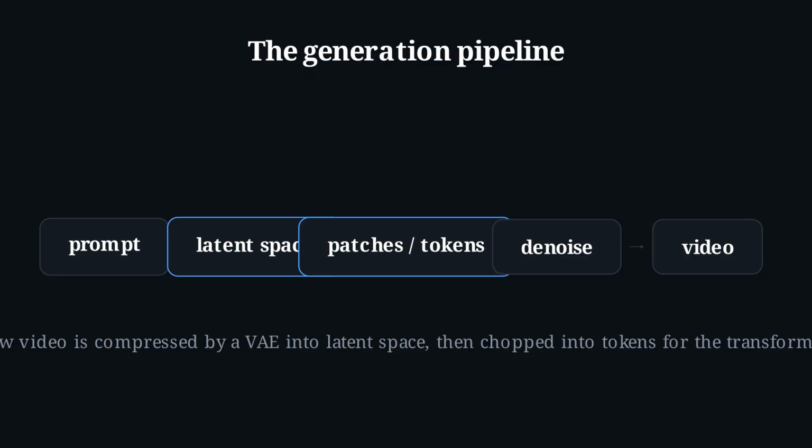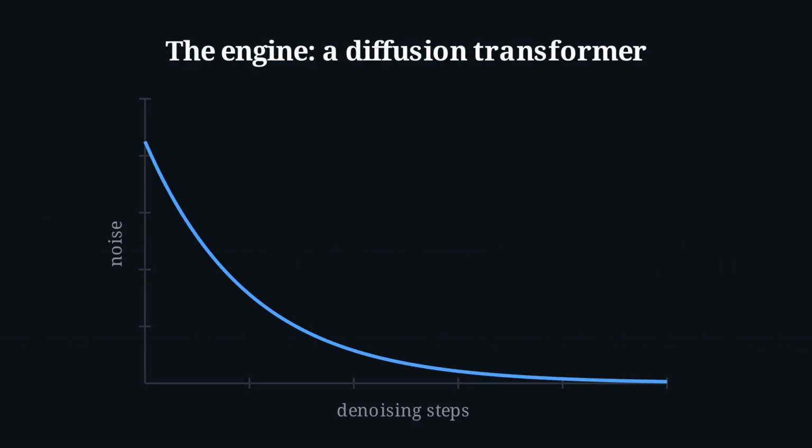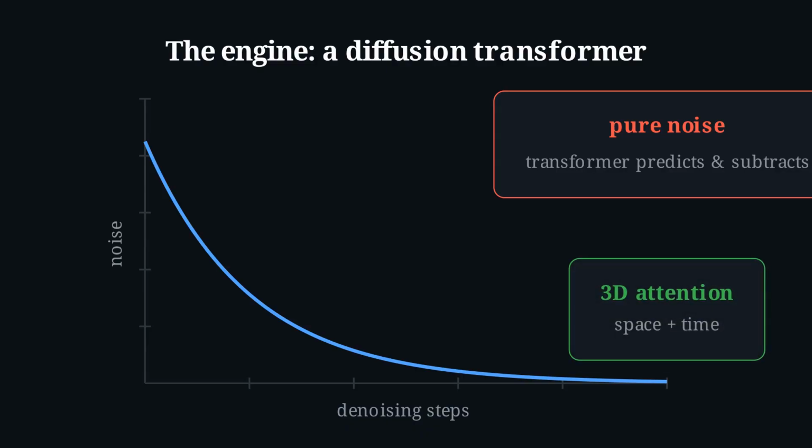Now, the engine that does the heavy lifting is called a diffusion transformer, or DiT for short. This is the architecture that replaced the older UNet designs, and it is what powers Sora, Kling, and Seedance. The key idea is that every patch in the latent space becomes a token, and the transformer runs attention across all of them at once. But video is not just a flat image, it is 3 dimensions: width, height, and time. So the attention is 3-dimensional. It tracks how each patch relates to its neighbors in space, and how it changes across time. That is what keeps motion consistent. So a hand does not teleport between frames.